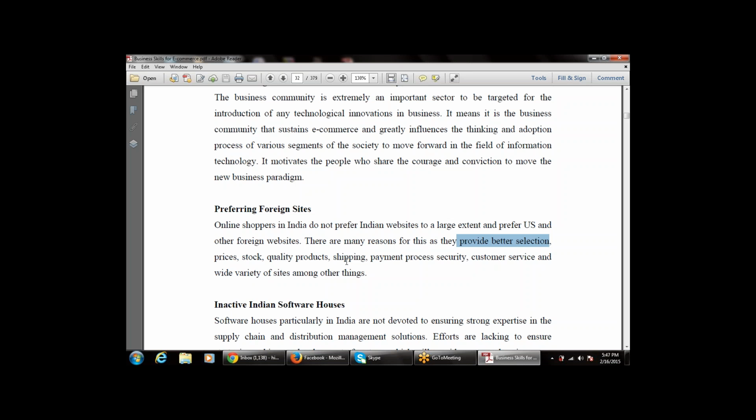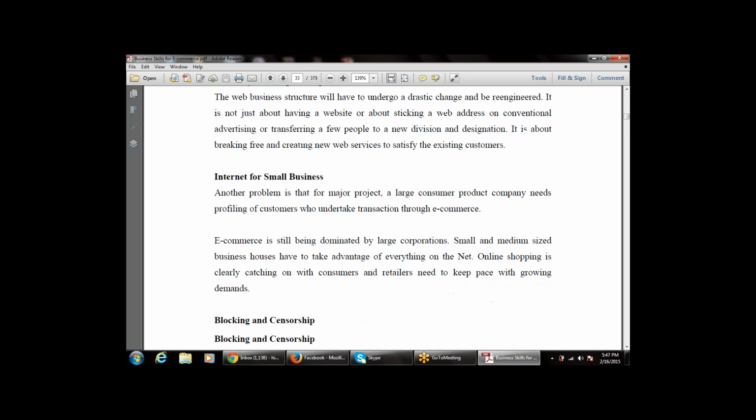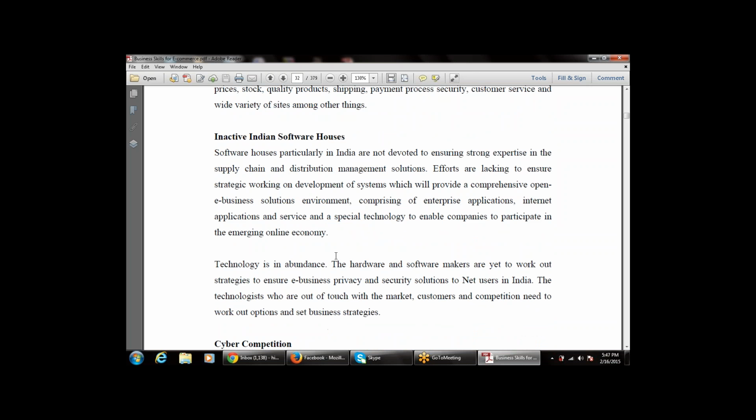Then the next is inactive Indian software houses. That is the next limitation. That is, there is inactiveness in the Indian software houses. Software houses, particularly in India, are not devoted to ensuring strong expertise in supply chain and distribution management solutions. That is, most of the software houses that are available are not ensuring strong expertise in supply chain management and distribution management solutions.